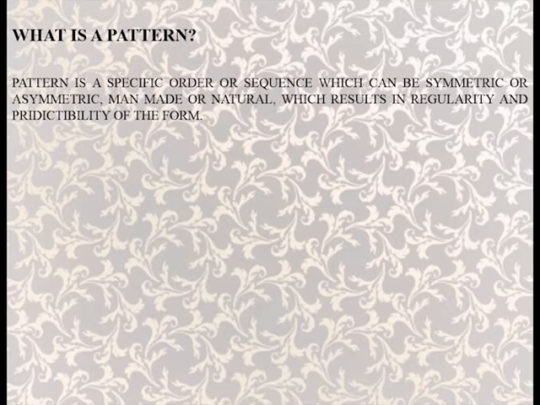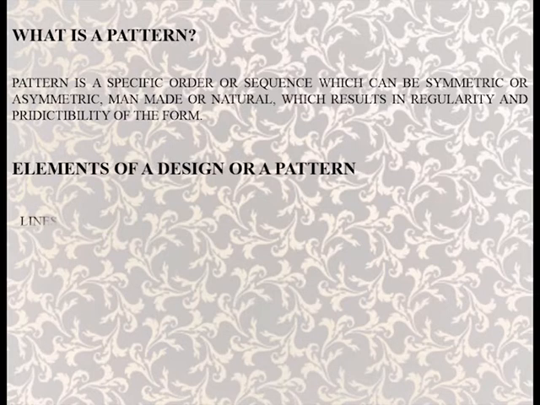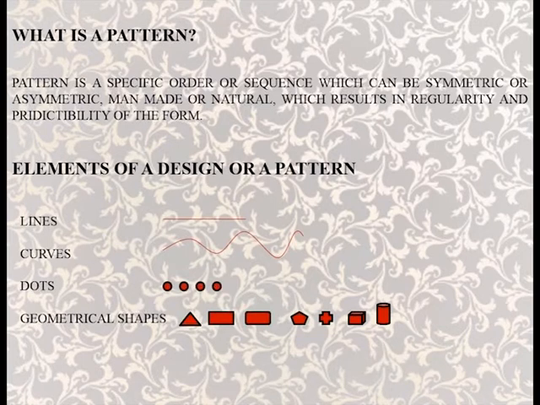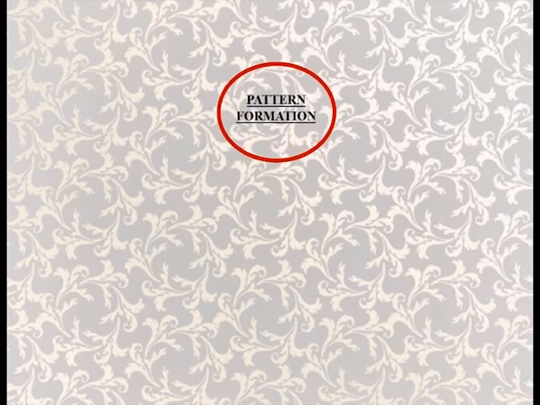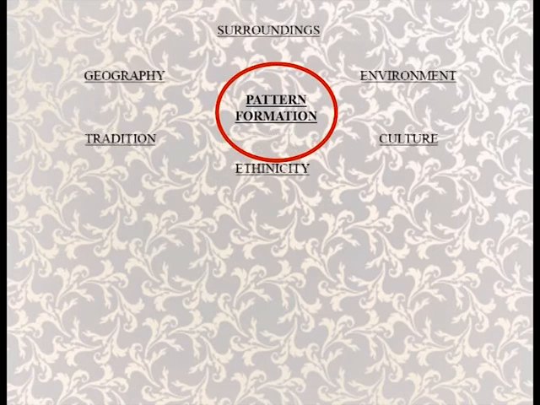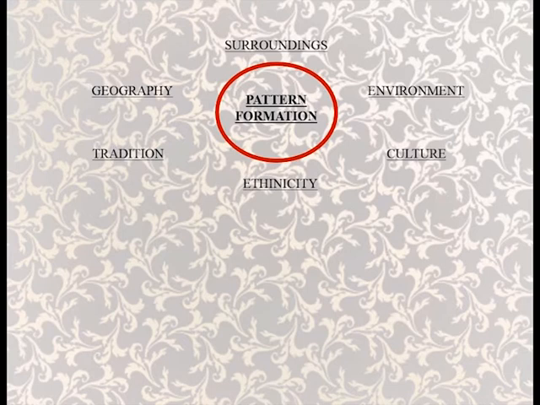Now we have an idea of what a pattern is. Now let's understand the elements of a pattern. So what consists of a pattern? Basic lines, curves, dots and geometrical shapes. So how are these patterns formed and what influences them? The surroundings, environment, the culture, ethnicity, tradition or maybe geography. These can be few such elements which shape a pattern.